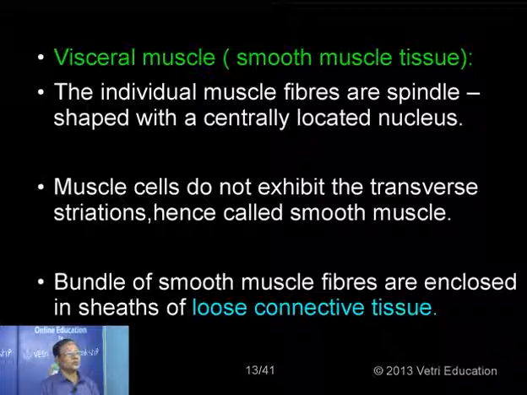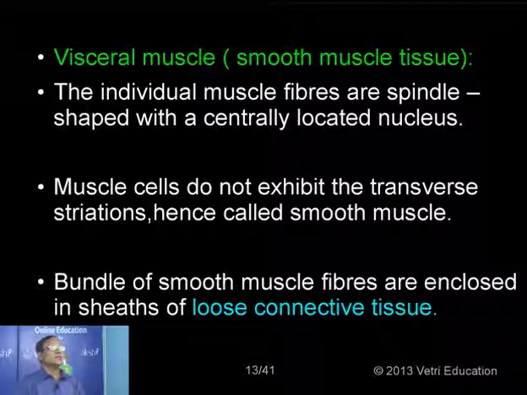For example, the ureter, the urinary bladder, the wall of the alimentary canal, the wall of the blood vessels, in all cases we have such muscles. And why are they called smooth muscles? Because they do not have any stripes. They do not have any striations in their muscle. They never show any dark and light bands, hence called smooth muscle.